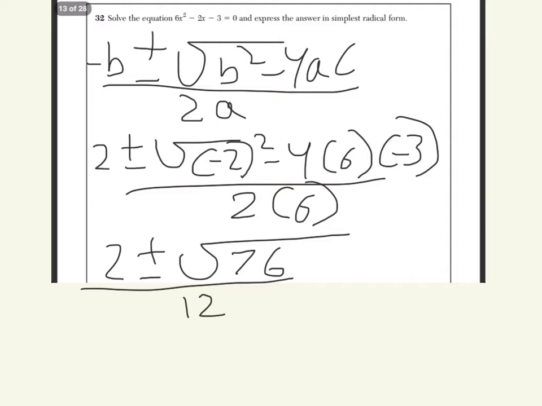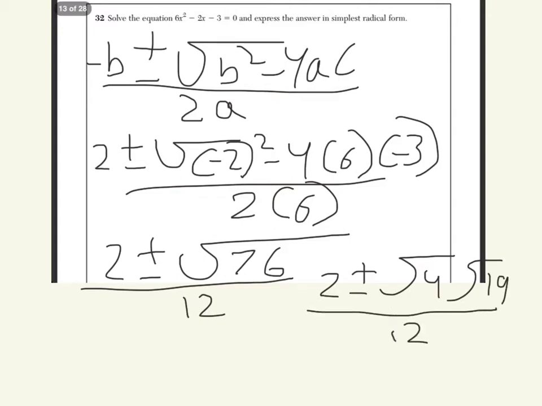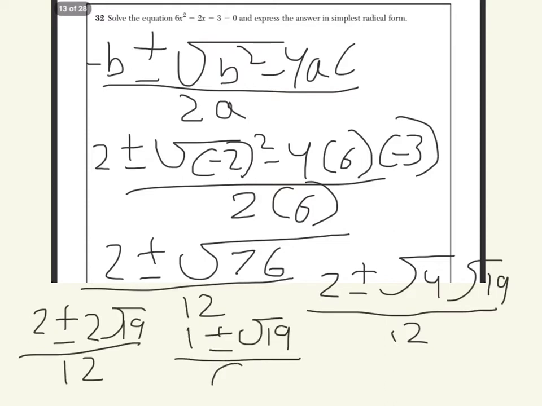So you have 2 plus or minus radical 4 times radical 19 all over 12. You can go ahead and simplify radical 4 into 2, which leaves you with 2 plus or minus 2 radical 19 over 12. And you can go right ahead, simplify the 12 with both those 2's, and you're left with 1 plus or minus radical 19 over 6. And that would be your final answer.